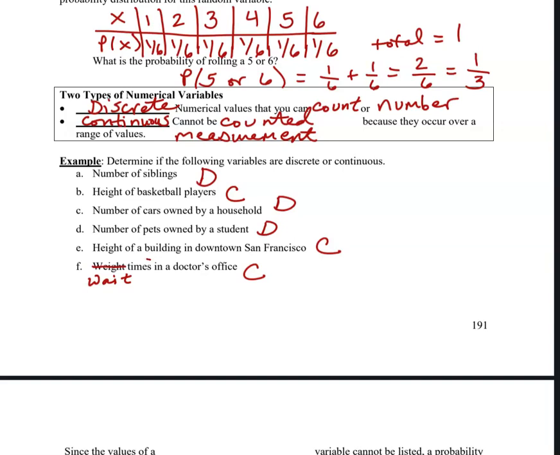But either way, it's a time that I'm interested in. So times are something we measure. So that would be continuous. It would be over a range of values. I could be waiting in the office anywhere between 5 and 10 minutes and anything in between.